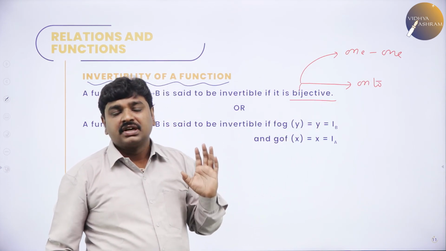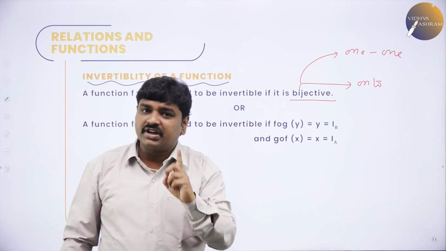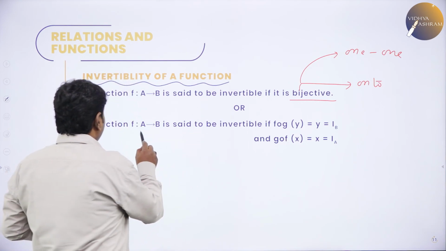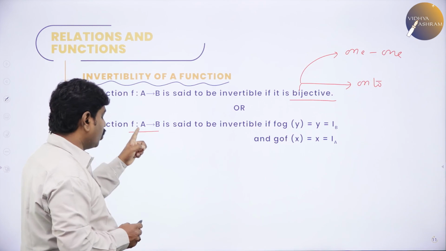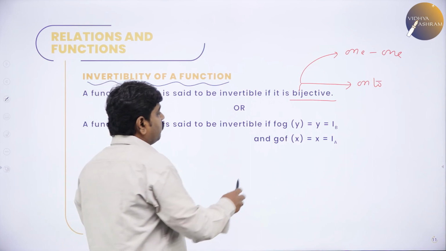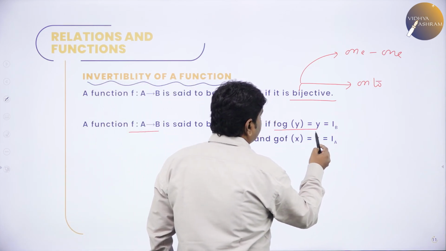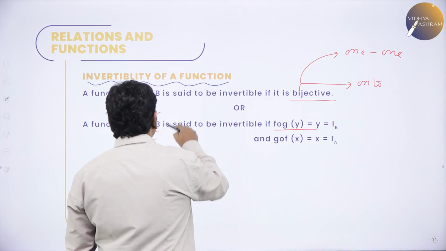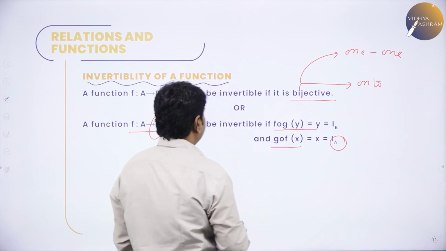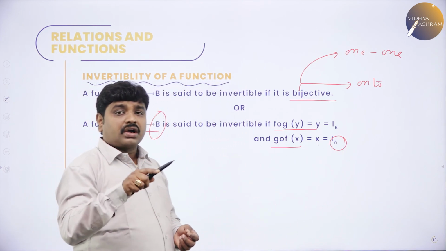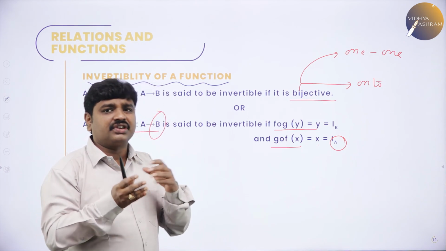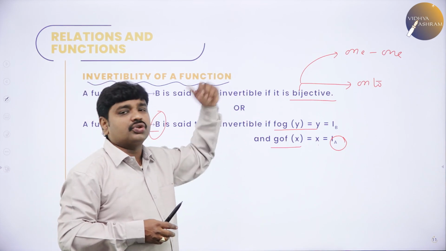Then inverse exists. When can you say a function is invertible? A function is invertible if it is bijective. What is meant by bijective? It should be both 1-1 and onto. The alternate method is, if f maps A to B, where A means domain and B means codomain, first find FOG y. FOG y should give you y, or we say IB, identity of codomain. And GOF x should give you x, that we call IA, identity of domain. If FOG gives you y and GOF gives you x, then we say the function is invertible, then inverse exists. Indirectly this says that it is both 1-1 and onto.